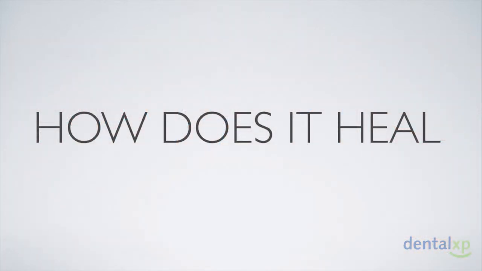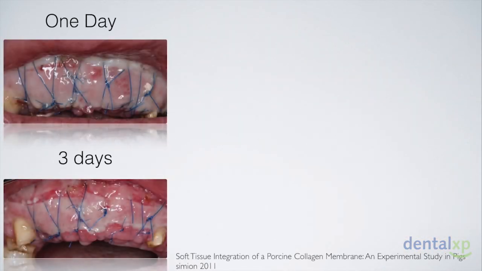So how does it heal? The patient returned following 1 and 3 days because the Peri dressing was not holding in place, and over the first few days you could see the initial clotting and fibrin formation over the grafted site.